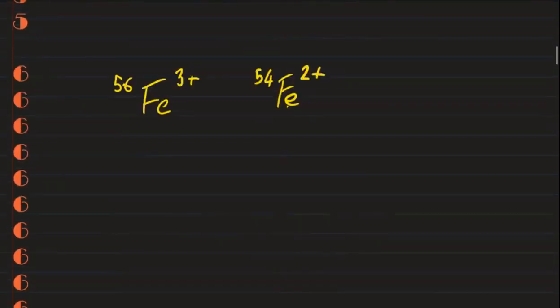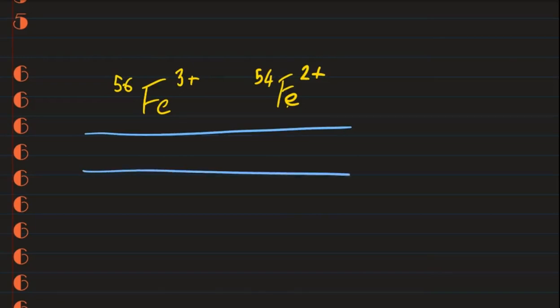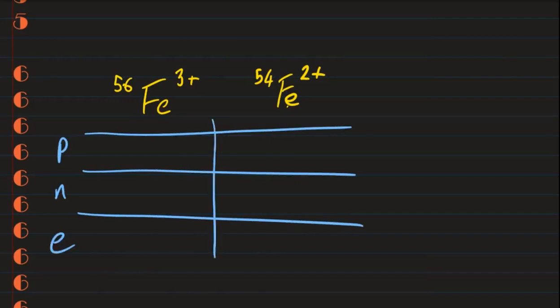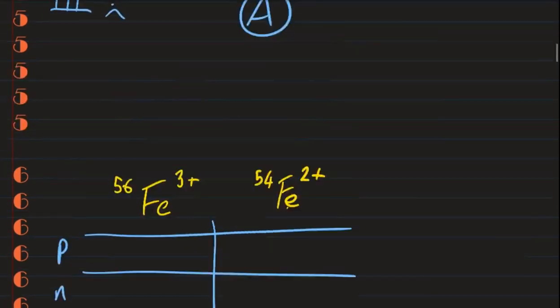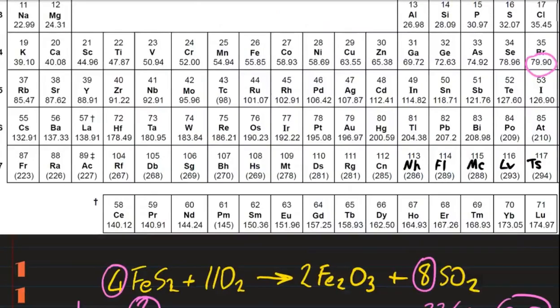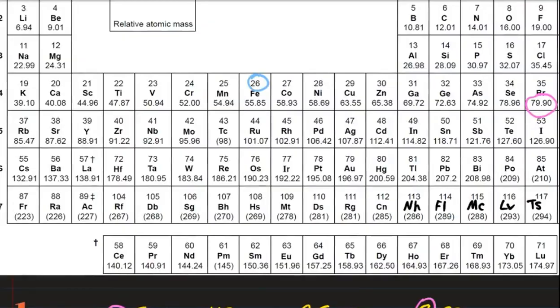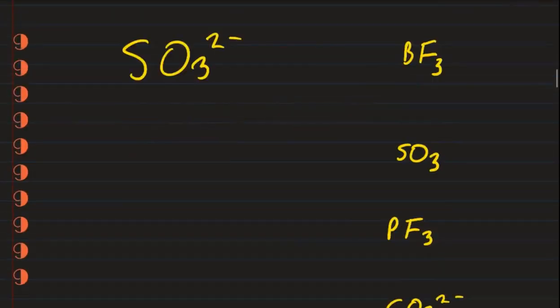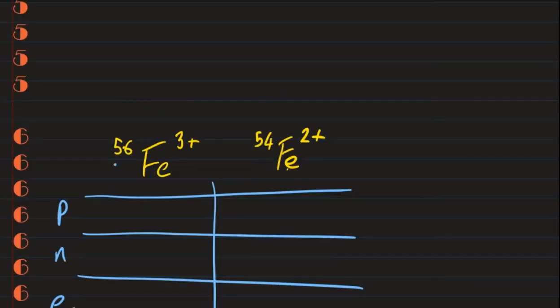Question 6. What's true about those two iron ions? All right. So what I'll do is I'll just put at the bottom the protons, the neutrons, and electrons, and just work them out. So what's the missing number, the atomic number for iron? Let's scroll up. Atomic number for iron is 26. Alrighty. So let me put that 26 in. 26. Okay, so protons are the small number, atomic number. Neutrons is the difference in the numbers, which in this case is 30. And in that case, it's 28.